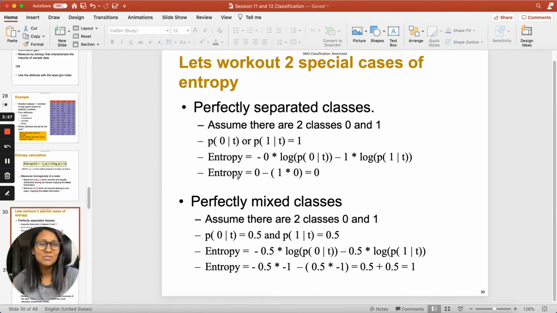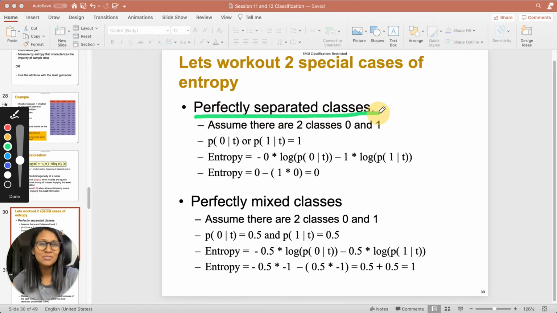What I've done is taken two extreme examples to explain this. One is when the node is perfectly separated, which means it is either all yes or all no. The other is perfectly mixed, which means it's 50% yes and 50% no. Let's apply the formula to the two examples. If the node is perfectly separated, then either it's going to have all zeros, let's say all no's, or it's going to have all ones.